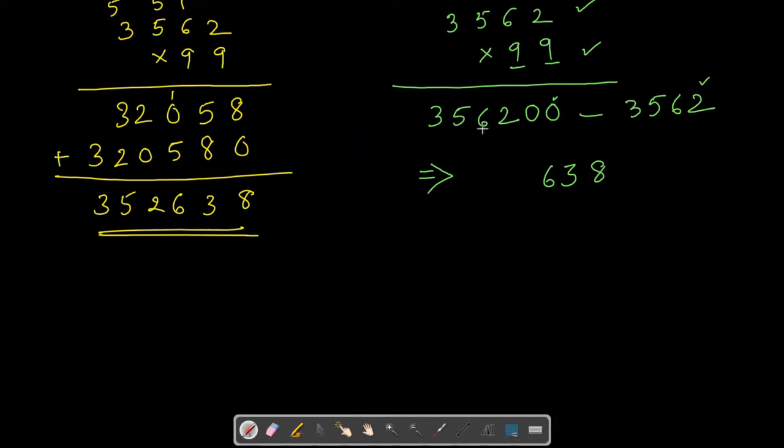Then 5 and 3 gives me 2, 5, and 3. So the answer is the same. Can you see here? This and this answer are the same, right? And it has saved a lot of our time. Do you agree? Let us see one more example.